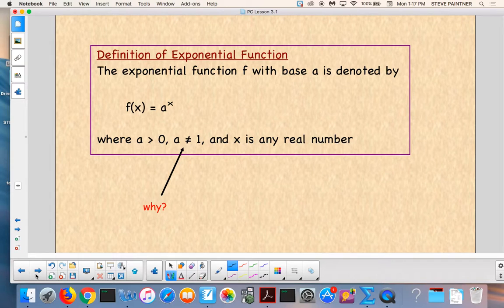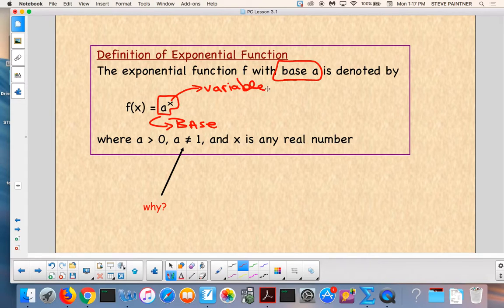It says here the exponential function f with base a is denoted by this look. A to a power of what? X. Where a is known as the base. X, that's your variable. So today I will give you this a value. It could be 2 to the x. It could be 6 to the x, 12 to the x. I'll give it to you.